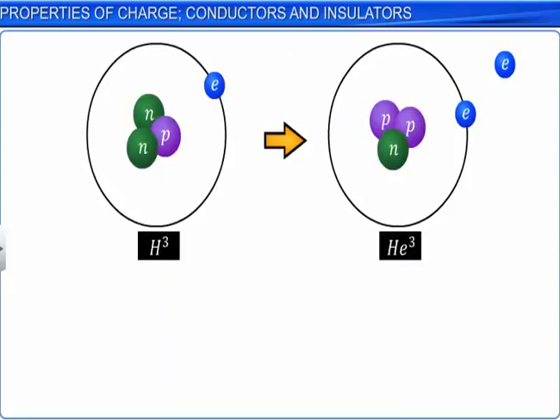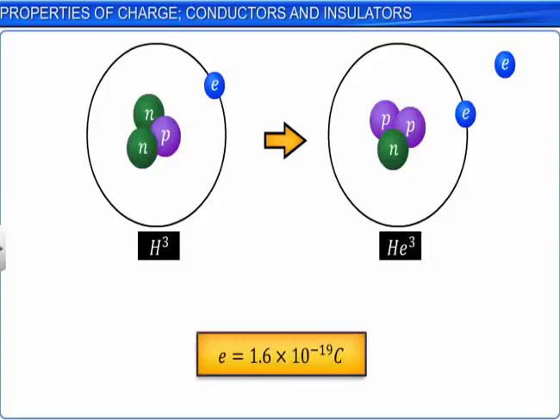The charge on an object is measured as an integral multiple of the basic unit of charge that the proton or electron carries and is denoted by e. This property is called quantization of charge. The magnitude of the basic unit of charge e is approximately equal to 1.6 times 10 raised to power minus 19 coulomb.